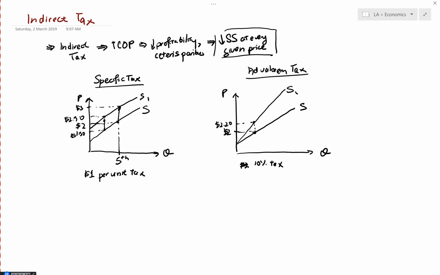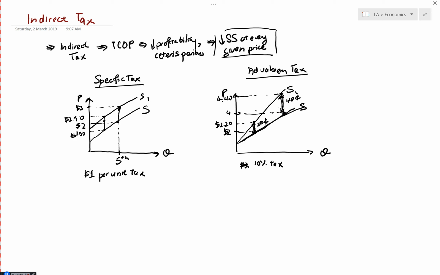Now let's say it's $4. 10% of $4 is 40 cents, so $4.40. Can you see the gap here is 40 cents, and the gap there is 20 cents. So as price increases, the absolute tax that you pay gets bigger and bigger. But of course, you don't have to add in numbers.